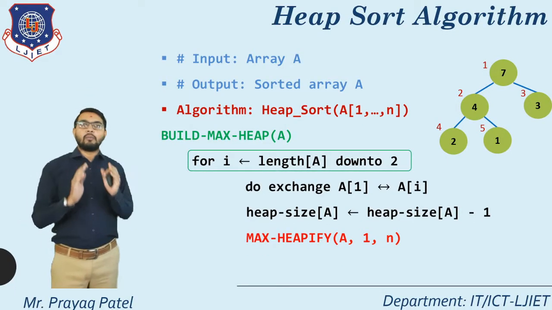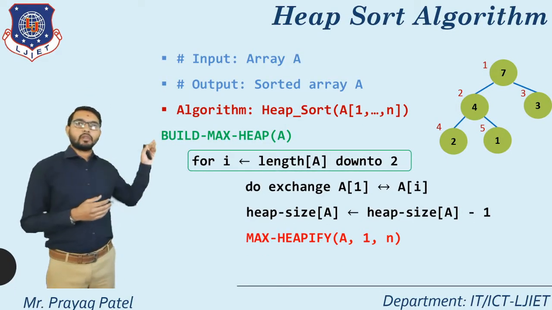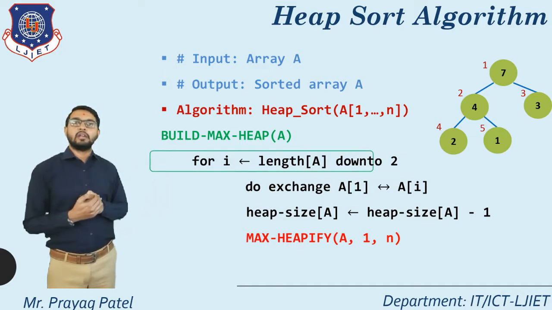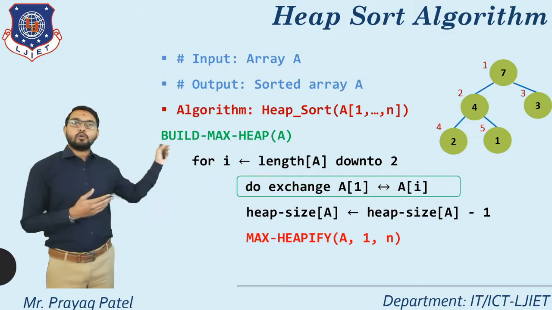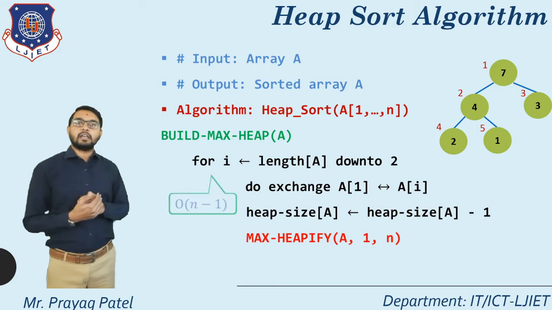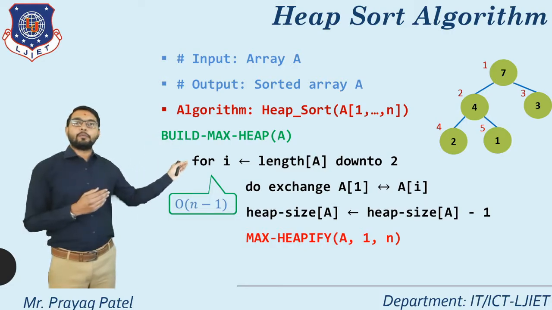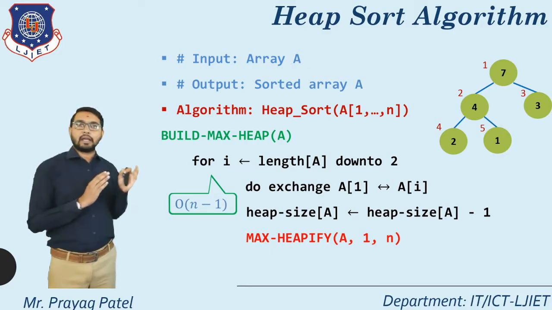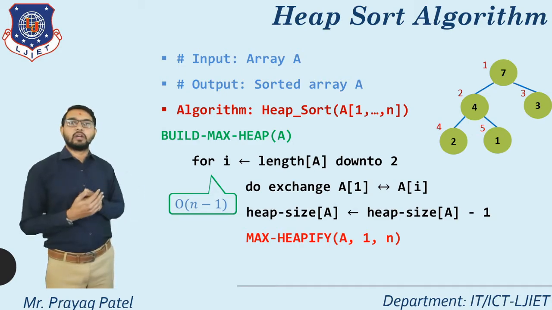Now consider the complexity of this algorithm. First we execute the statement for I equal to length of A down to 2. Then do the exchange operation between A of 1 and A of I. Then the heap size of A equals heap size of A minus 1. Then max Heapify A, 1, N. So this loop for I equal to length of A down to 2 will be executed for N minus 1 times, because we start from the size of the heap tree down to 2. So consider N minus 1 operations.